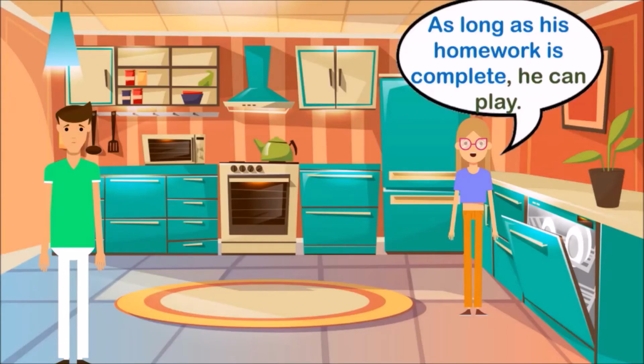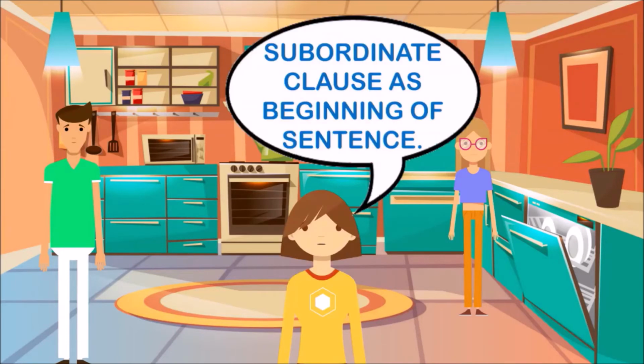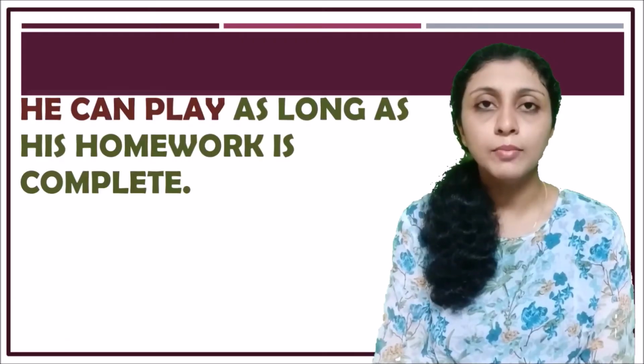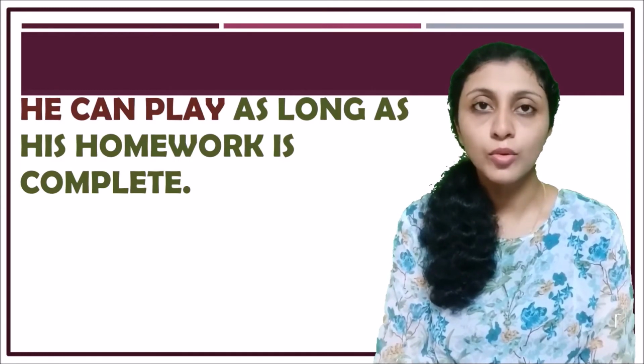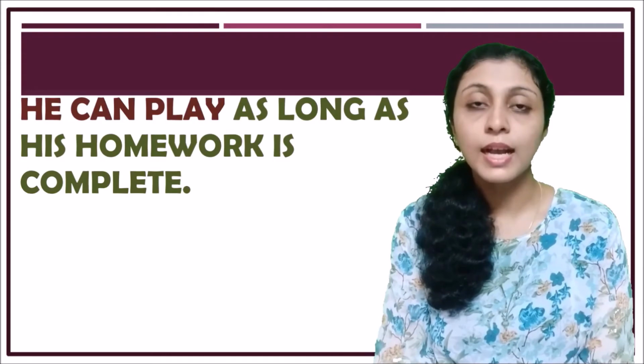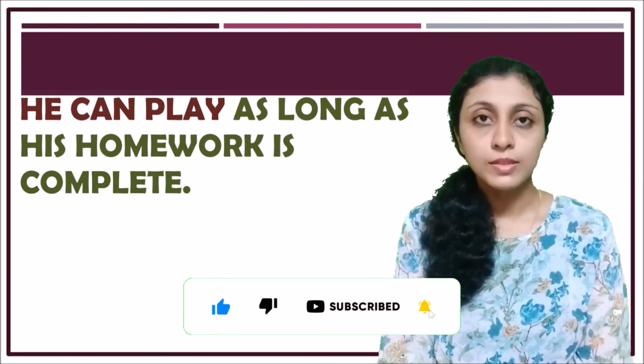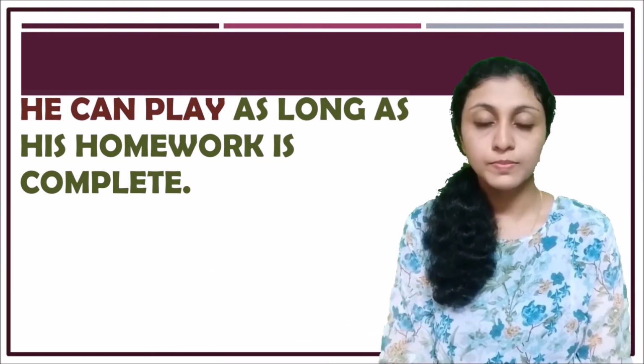As long as his homework is complete, he can play. Subordinate clause at beginning of sentence. He can play as long as his homework is complete. So he can play is the main clause and as long as his homework is complete is the subordinate clause in this sentence. How do we convert this sentence into an embedded clause?